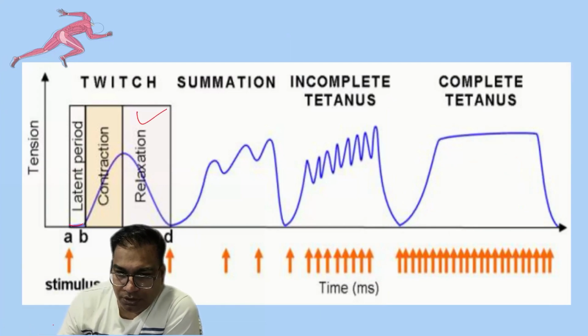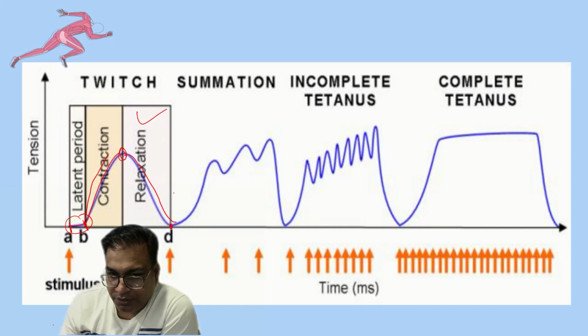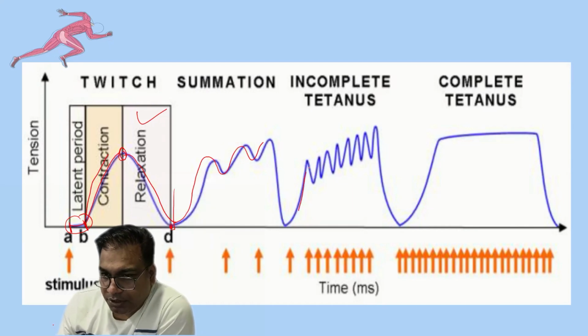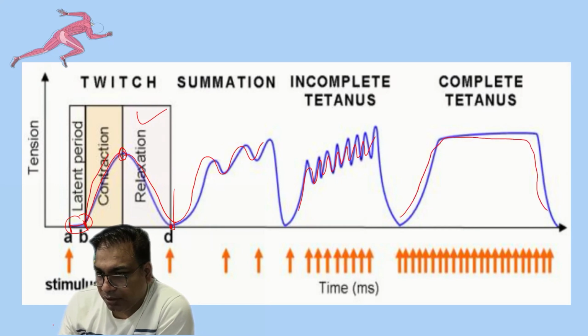This is the simple muscle twitch or curve: latent period, point of stimulus, point of contraction, contraction period, point of maximal contraction, relaxation period, point of maximum relaxation. This is a simple muscle twitch or muscle curve. This one is the summation, because the second stimulus starts from the relaxation period of the first curve. This is incomplete tetanus, where the frequency of contraction is increased due to an increase in the number of stimuli. And in case of complete tetanus, the frequency is quite a bit higher than these.